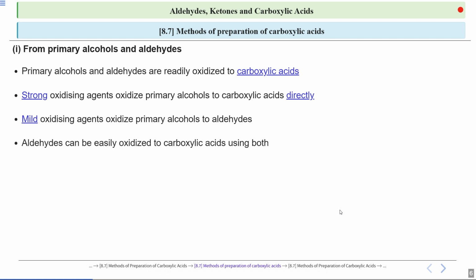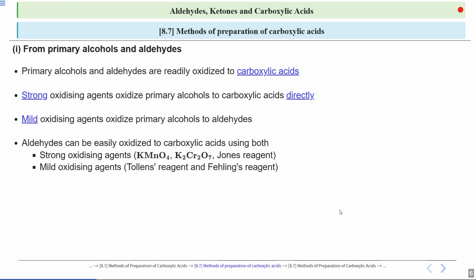Now aldehydes can themselves be further oxidized to form carboxylic acid. You can oxidize aldehydes to carboxylic acid using both. One is a strong oxidizing agent like KMnO4, K2Cr2O7 and the Jones reagent. They are effective in oxidizing aldehydes to carboxylic acid. Or you can also use mild oxidizing agents. Interestingly, mild oxidizing agents like Tollens reagent and Fehling reagent can oxidize aldehydes to carboxylic acids.